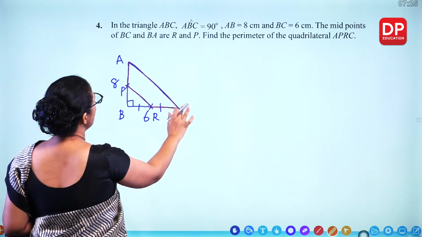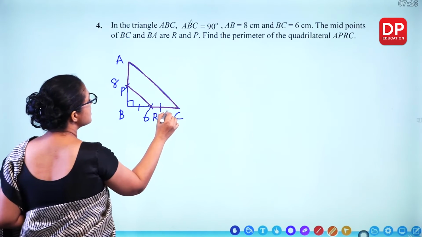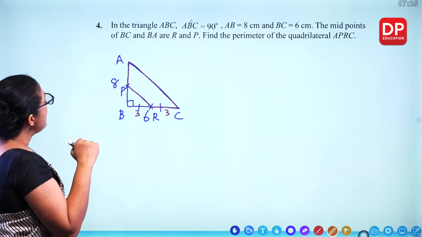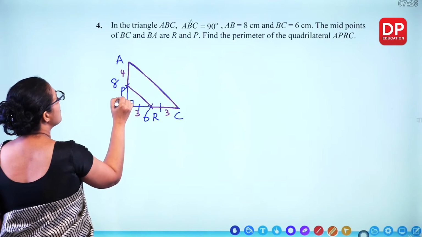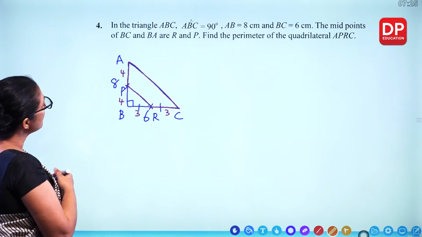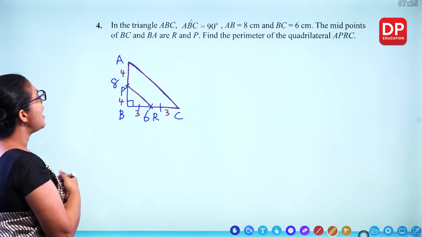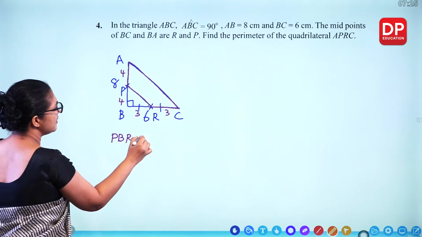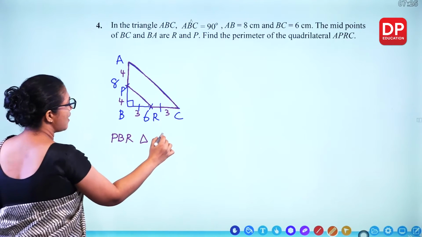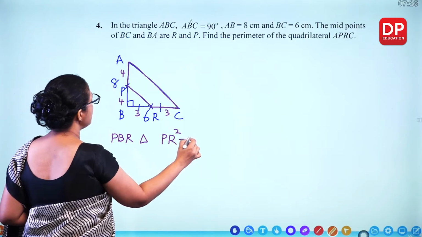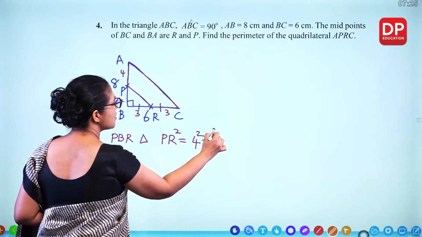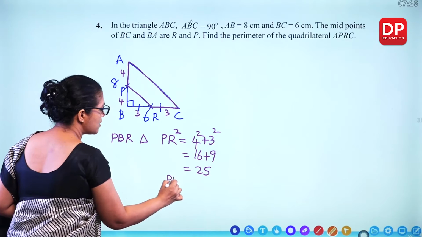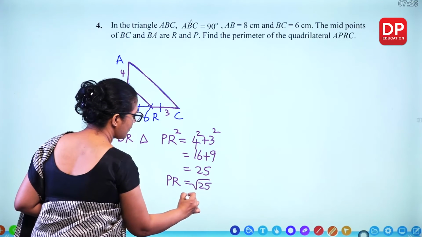We know the BC, the whole length is 6. So this is 3, this is 3 because R is the midpoint. AB is 8. So this small part is 4, this is 4. We need to find out PR and AC. So we'll use Pythagoras theorem for PBR triangle. PR is the hypotenuse. That squared is equal to 4 squared plus 3 squared. So 16 plus 9, 25. Square root of 25, you get 5.